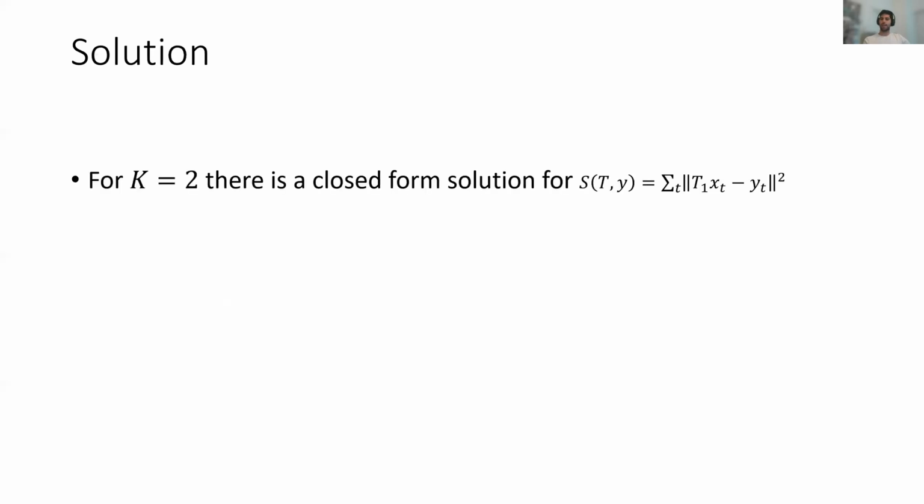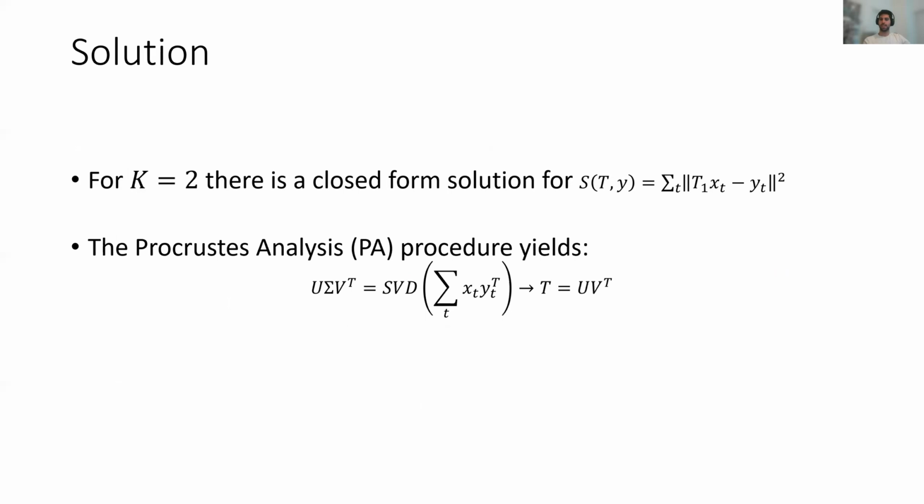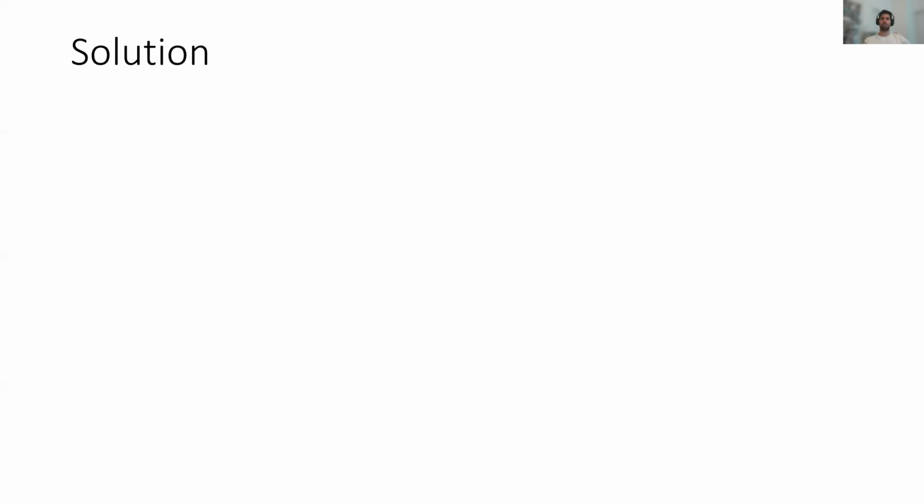In the case where k equals 2, meaning we want to fuse two sets, the optimal transformation can be obtained in a closed form using the Procrustes Analysis (PA) procedure. It involves using the singular value decomposition over this sum of outer products and then taking the UV transpose multiplication. Unfortunately, when we have more than two transformations to look for, that is k greater than 2, there is no closed optimal solution. If we want to fuse more than two embedding sets, we should come up with a different approach.